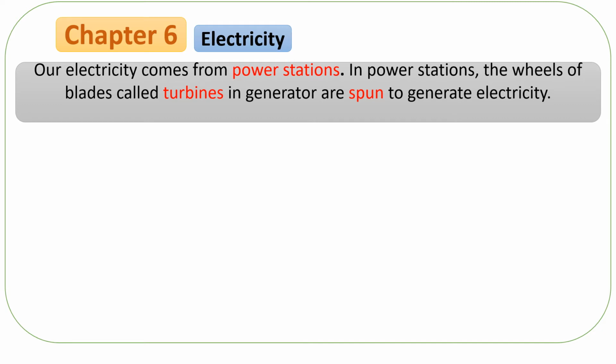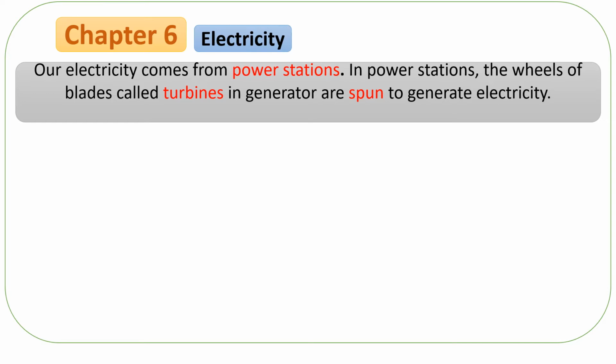Our electricity comes from power stations. In power stations, the wheels of blades, called turbines, in the generator are spun to generate electricity. Electricity that we use in our homes comes from power stations. Do you understand?